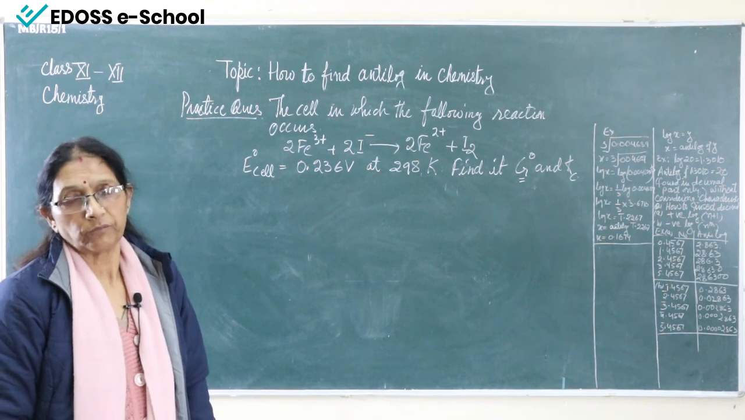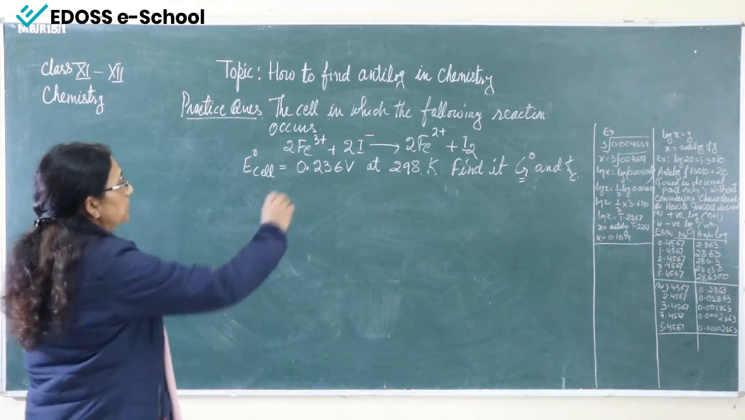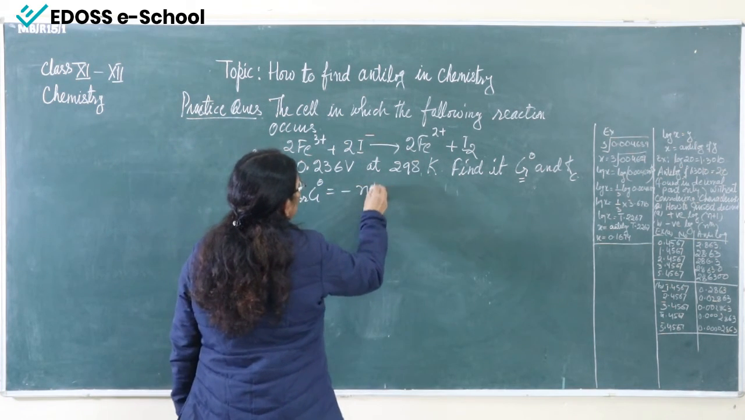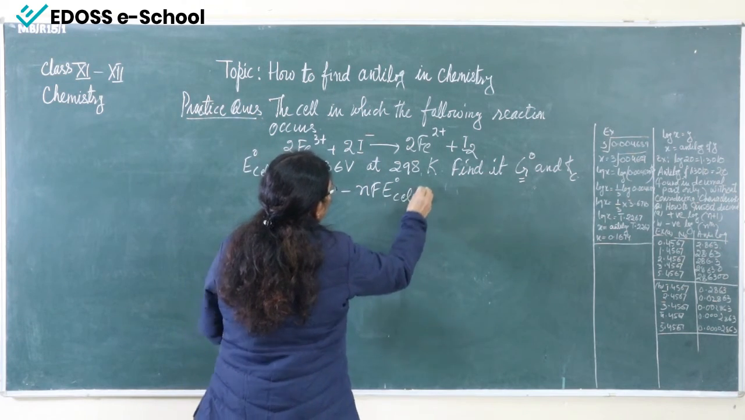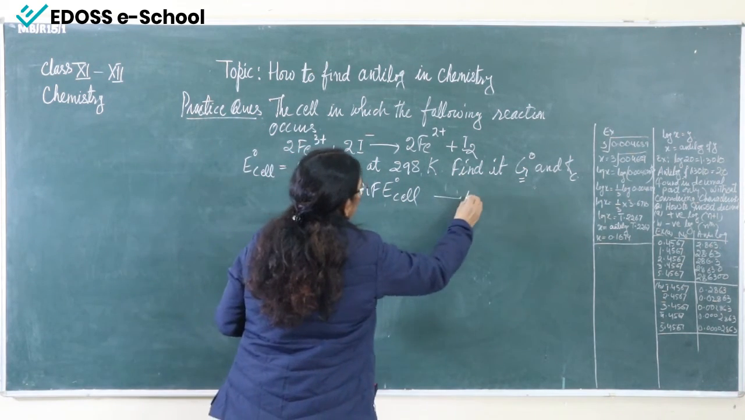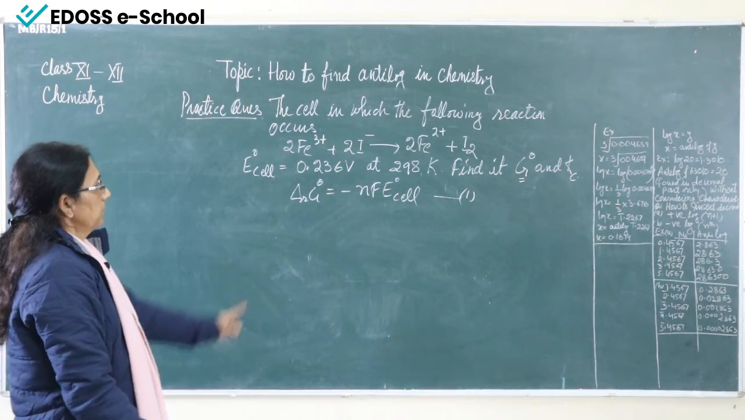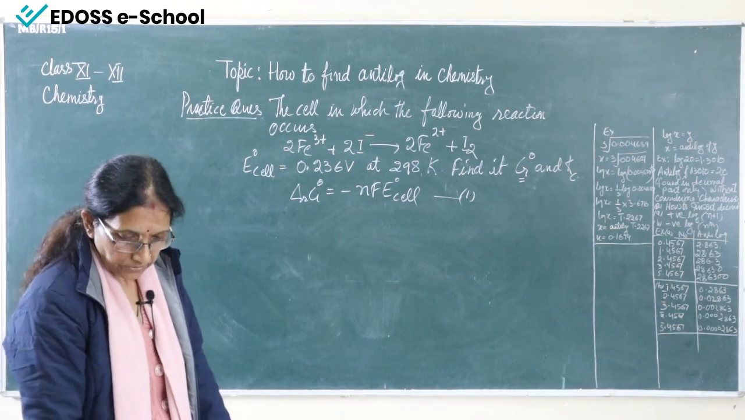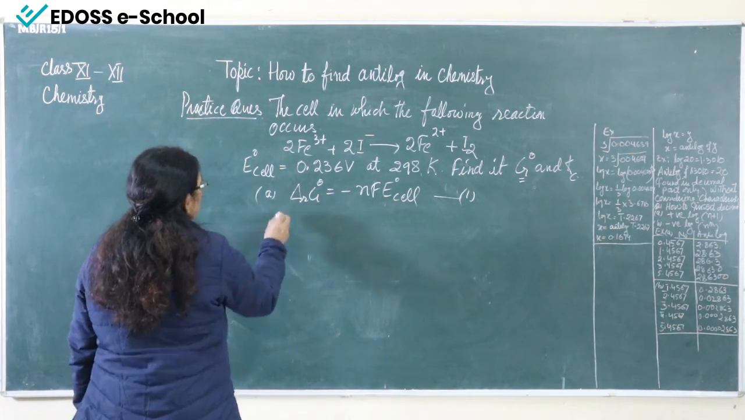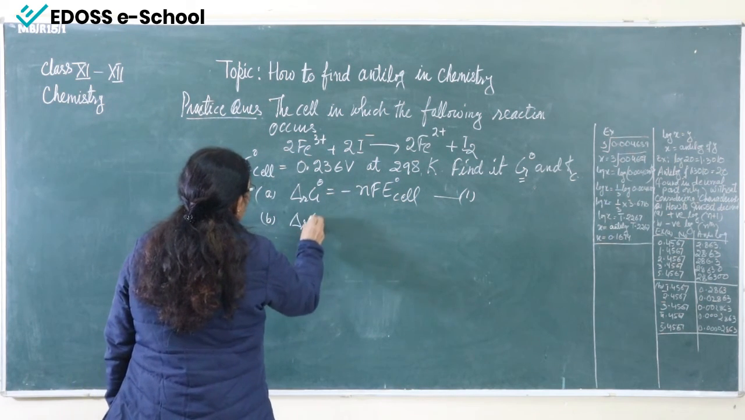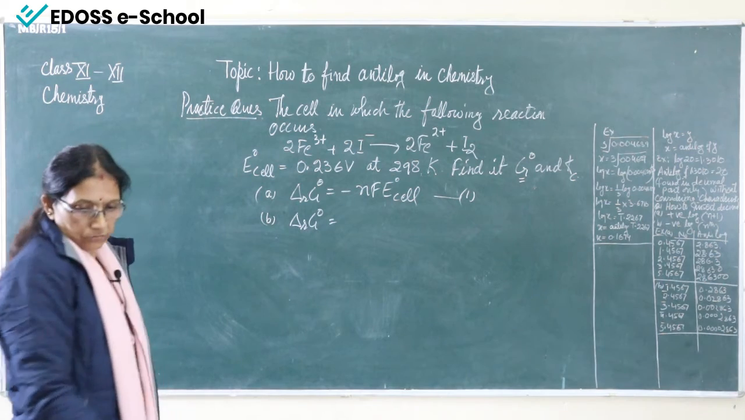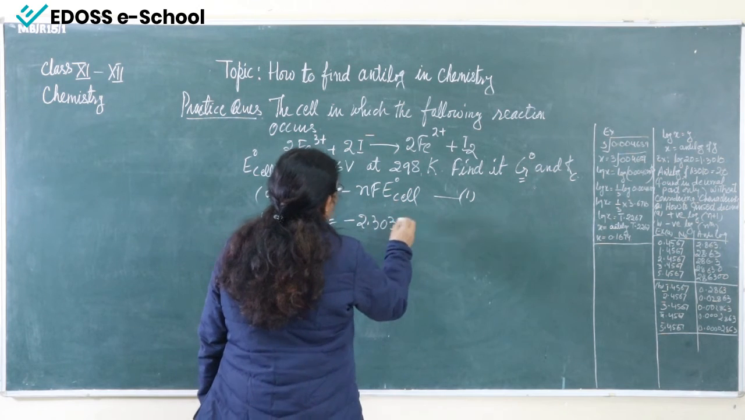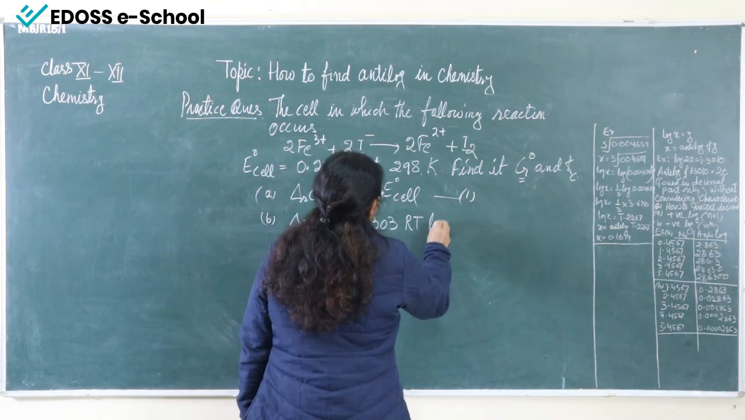Okay. So, two formulas you have to apply here. First formula is delta G naught equals minus nFE naught. First formula you will apply this one. This is the first formula that you have to apply. Okay? So, after applying this formula, then we will apply our second formula, that is delta G naught is equal to, we can say, minus 2.303 RT log Kc.